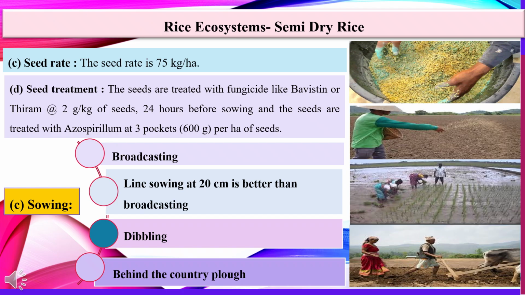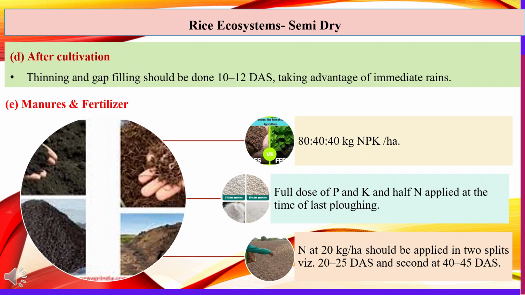Sowing methods. Broadcasting: scattering seeds uniformly across the field, the simplest method but may lead to uneven spacing. Line sowing: sowing seeds in rows at 20 cm spacing, preferred over broadcasting as it ensures better plant spacing, easier weeding, and higher yield. Dibbling: placing seeds directly in holes at fixed intervals, ensuring accurate spacing. Sowing behind the country plow: dropping seeds into shallow furrows made by the plow, often followed by light covering of soil.